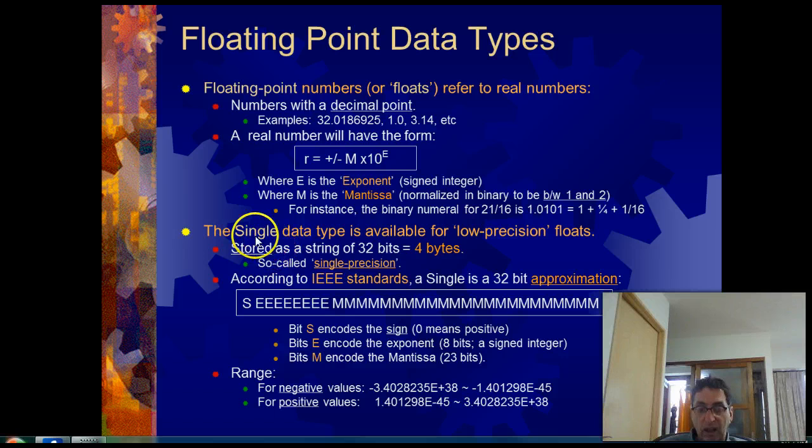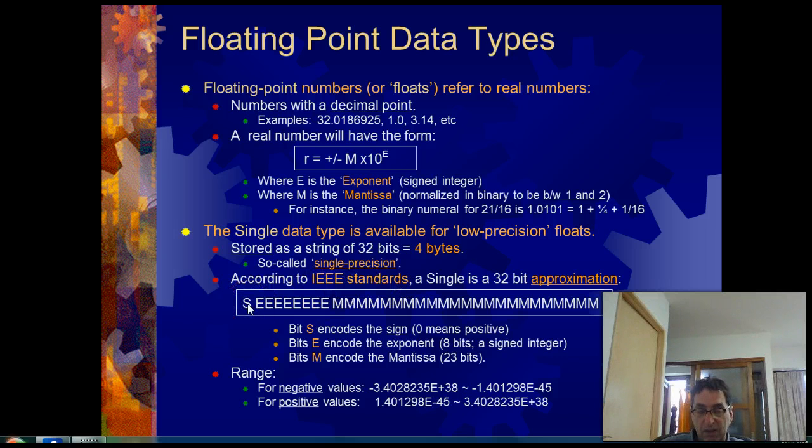All right. The single data type is available for low precision floats. So if you don't need too much precision, you can declare something as a single. That will be stored as a string of 32 bits, or 4 bytes, and it's called single precision. According to IEEE standards, an organization that tries to make conventions or standards for this, a single is a 32-bit approximation.